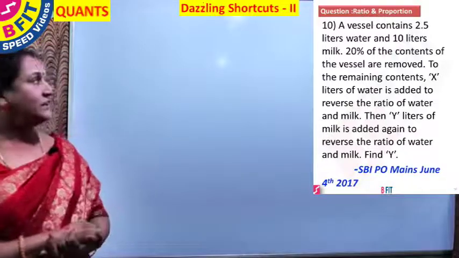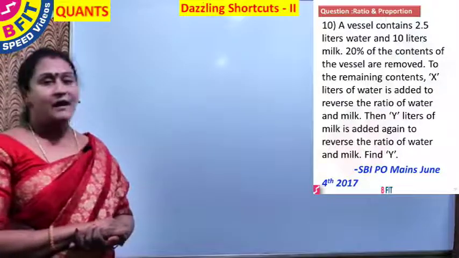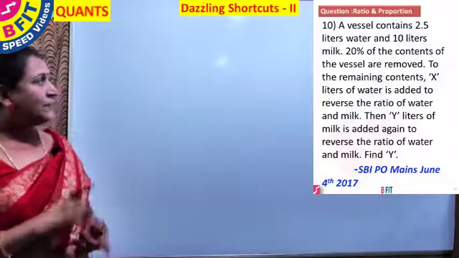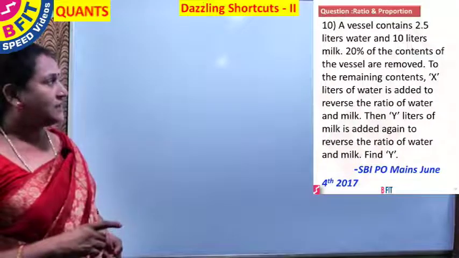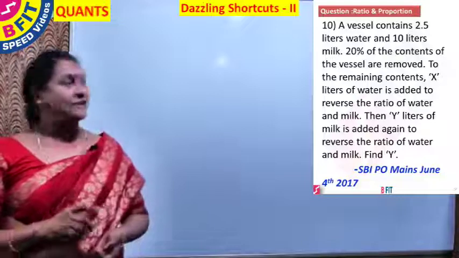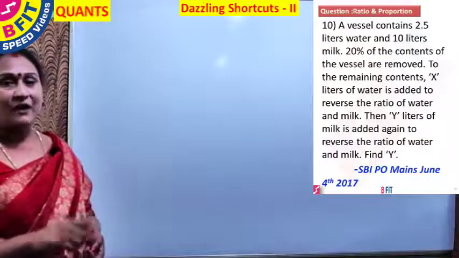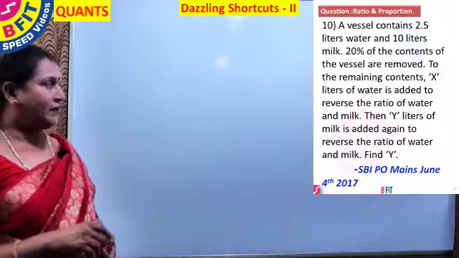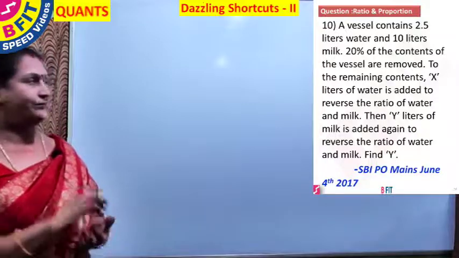Here the question is: a vessel contains 2.5 liters water and 10 liters milk. 20% of the contents of the vessel are removed. To the remaining contents, X liters of water is added to reverse the ratio of water and milk. Then Y liters of milk is added again to reverse the ratio of water and milk. Find Y.